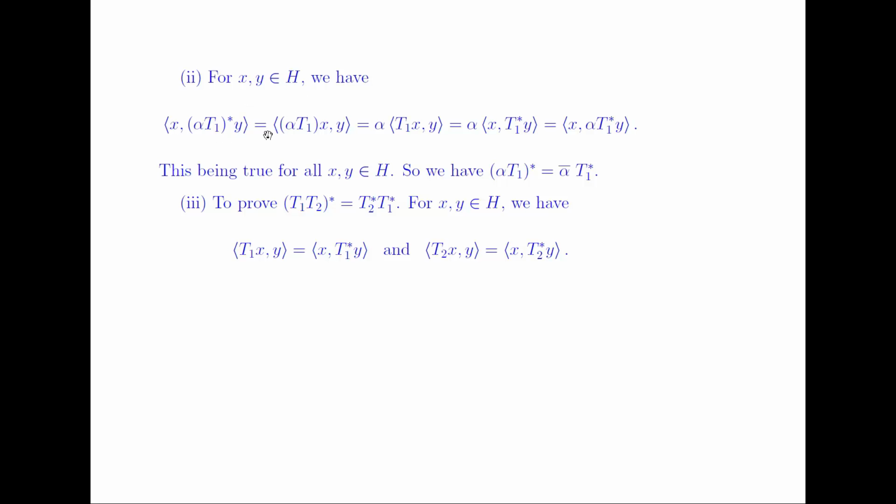We have this equal to the inner product of alpha T1 x comma y, which is equal to alpha times the inner product of T1 x comma y by using the property of an inner product space. So which is equal to alpha times the inner product of x comma T1 star y, which is equal to, alpha will move to the second part, in that case alpha conjugate T1 star y. This being true for all x, y belonging to H, we can say that the adjoint of alpha T1 is equal to alpha conjugate T1 star.